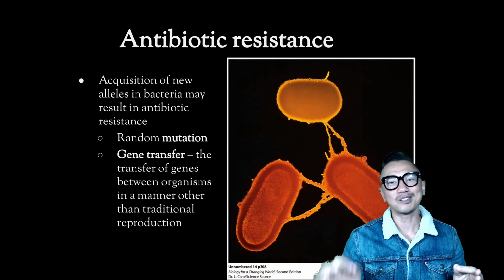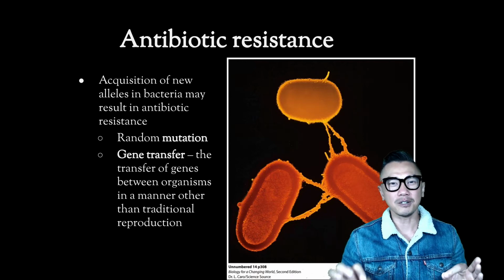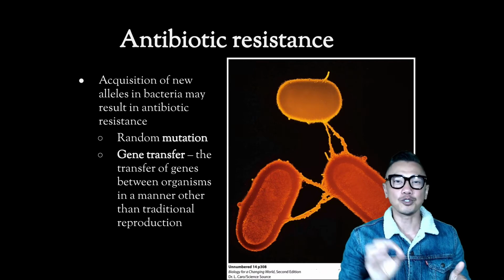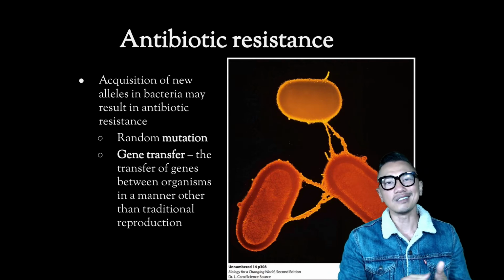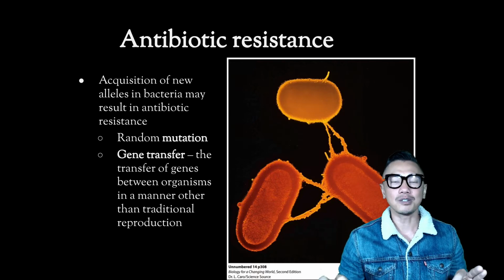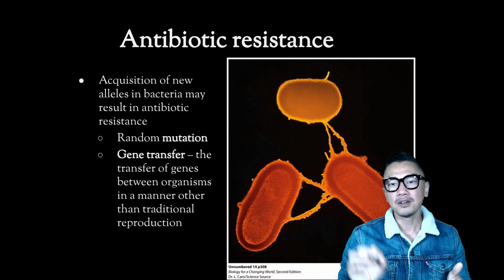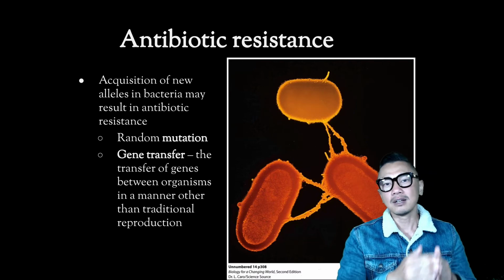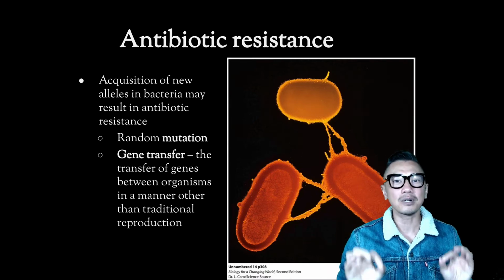Over time, bacteria can acquire new alleles, some of which may lead to antibiotic resistance. Bacteria acquire new alleles through one of two ways. The first is random mutation within the bacterial cell. The second is gene transfer. Bacteria can exchange pieces of DNA between one another. The photo on this slide shows gene transfer happening. DNA is being exchanged through the structures that are connecting them called pili.